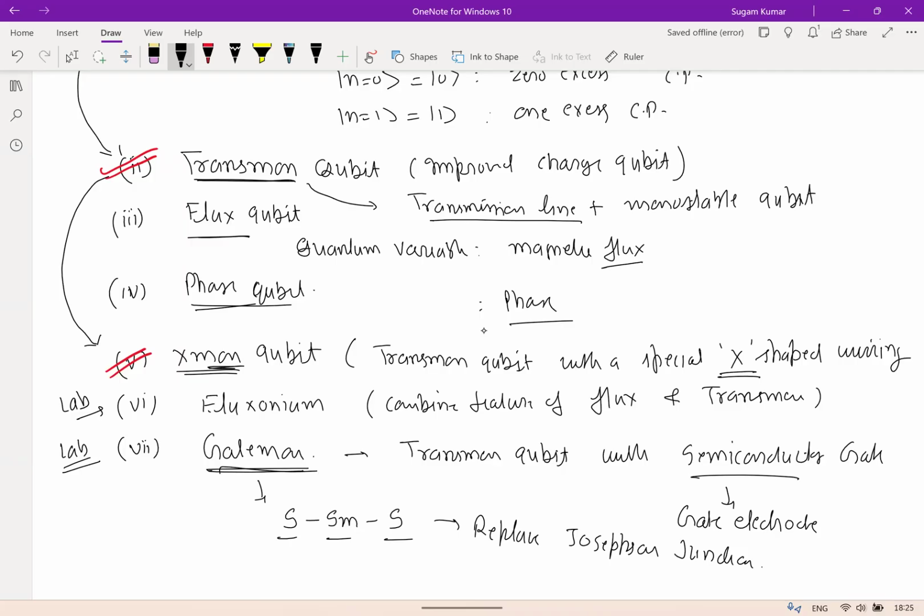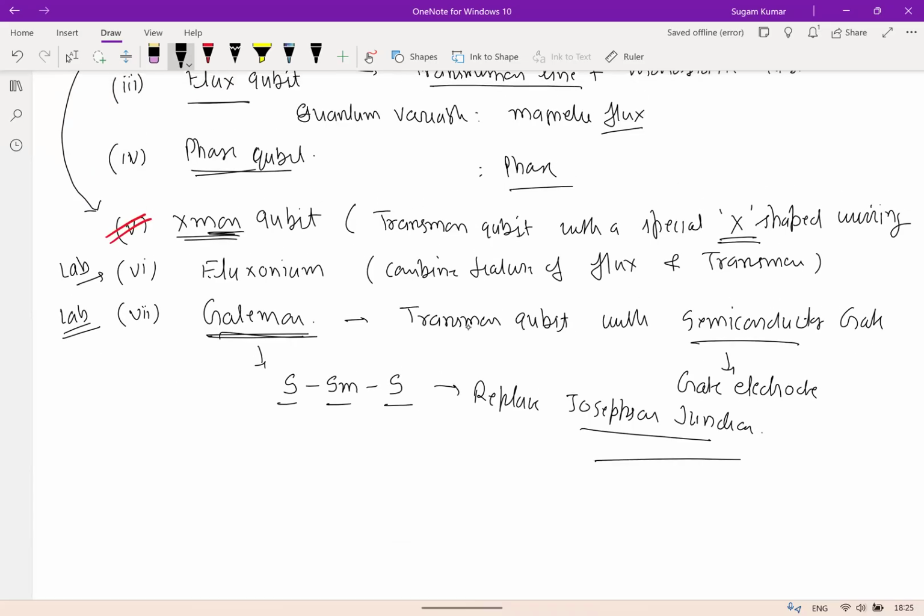So it is a combination, okay. But here you can see that instead of using a Josephson junction, we use a semiconductor in between, in the Josephson junction. What you use? You have a semiconductor, and then insulator. And here, what you have then? Then you have a semiconductor, superconductor, and superconductor.